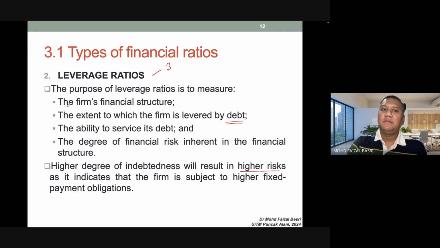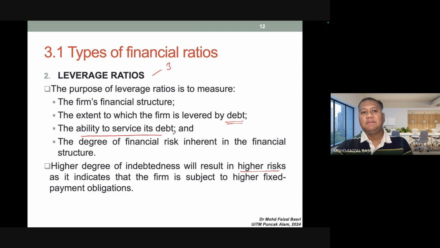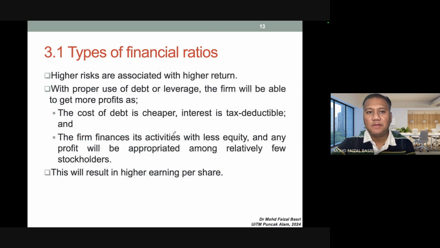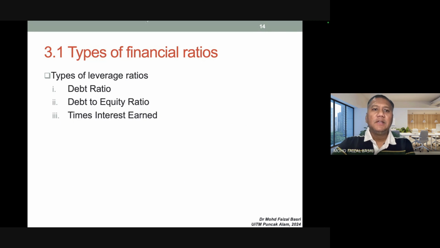Tapi at the same time, untuk leverage ratios ni, ada satu measurement, we want to see how good the company's ability to pay ataupun to service its debts. So ada 2 ratio yang nak tengok the level of debts, but at the same time, there's one ratio yang akan measure the ability to service debt. So these are the 3 ratios.